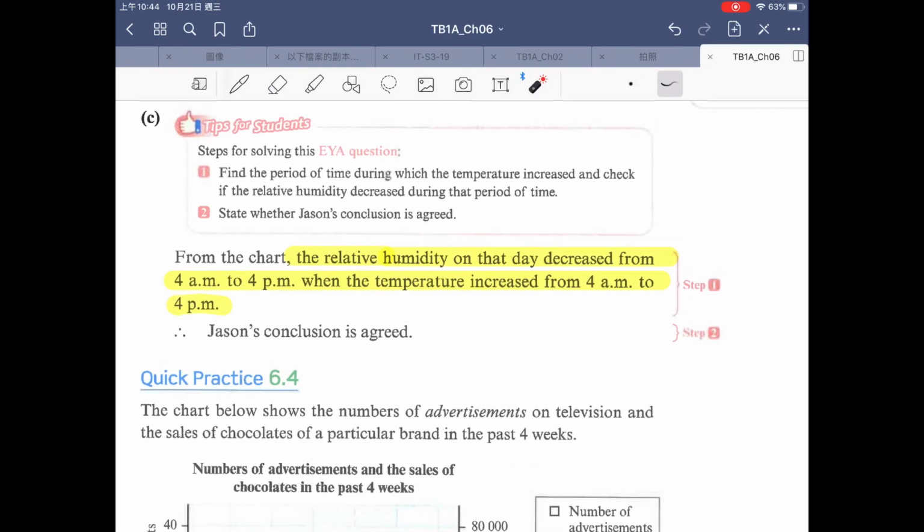So look at these tips. Find the period of time temperature increased, and check whether the humidity decreased during that period of time, and then state that you agree or not agree. Finish.